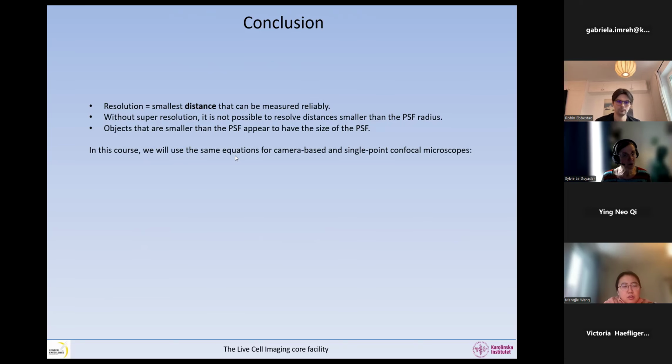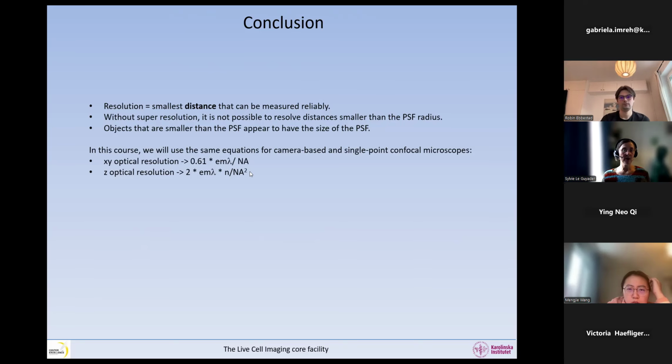In this course, we will use the same equations for camera-based and single-point confocals for the XY optical resolution. So I remind you, optical resolution means the resolution that the objective is giving us. And we'll see later why this is important. So this is 0.61 times the emission lambda divided by NA, the numerical aperture of the objective. This is for the XY optical resolution. And the Z optical resolution is the depth of field: 2 times the emission lambda multiplied by the refractive index of the objective immersion medium and divided by NA squared. So we use this for everything.